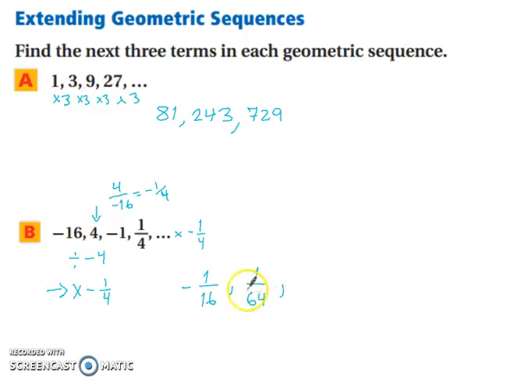And for our next one, we're going to take our 1/64, and we're going to multiply that by negative 1/4. So a positive times a negative is a negative. 1 times 1 is 1. And then 64 times 4 is 256. So those are the next three terms in that sequence.